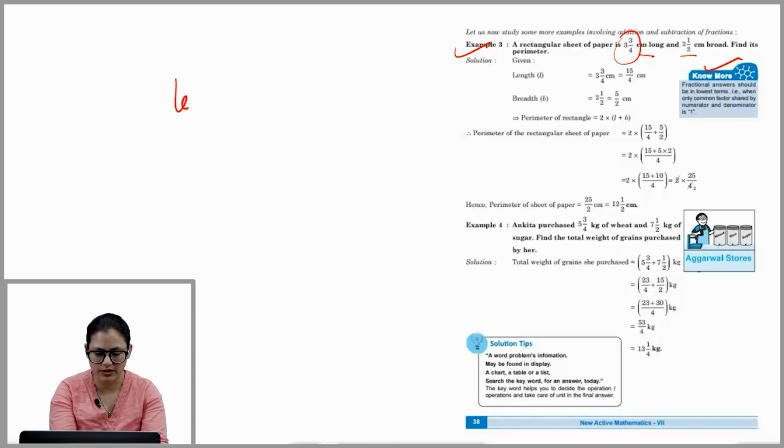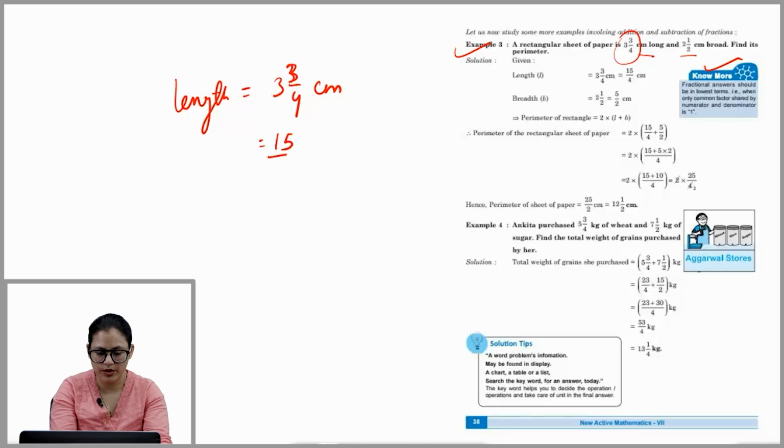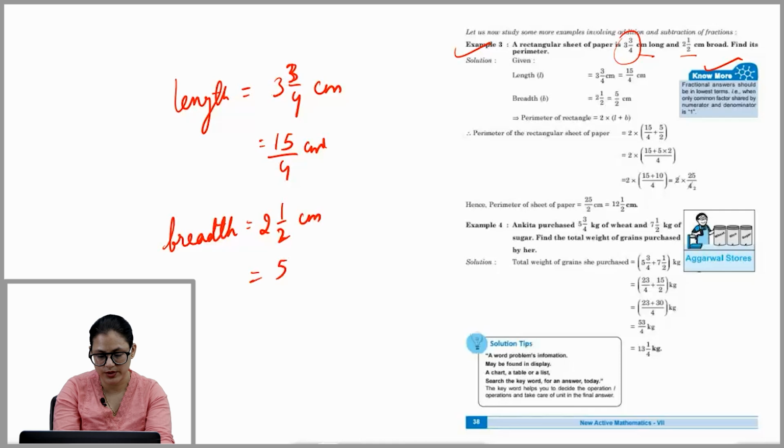First, you will write the length. What is the length? 3 whole 3 by 4 centimeter. Okay. It's in a mixed number. First, convert it into an improper fraction. 3 4s are 12 plus 3, 15 by 4 centimeter. Okay. And the breadth is what? 2 whole 1 by 2 centimeter. 2 2s are 4 plus 1, 5 by 2 centimeter.